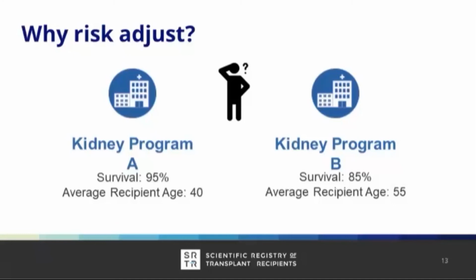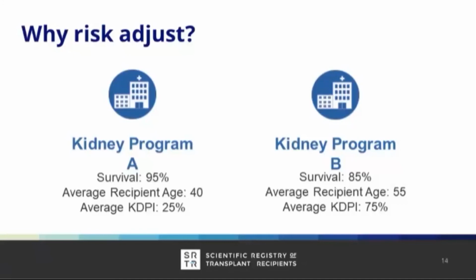It's hard to say, well, if I go to program A or program B, which might be a better outcome for me. And if I dig a bit further into the data, we know that kidneys are scored by a KDPI. Just as an example, lower is better. So if we look at the average KDPI here, program A has a 25% average KDPI, indicating that they are using donor kidneys with relatively good characteristics. And then we look at program B, who has an average KDPI of 75%, which are more toward the lower quality end of the scoring system for deceased donor kidneys.